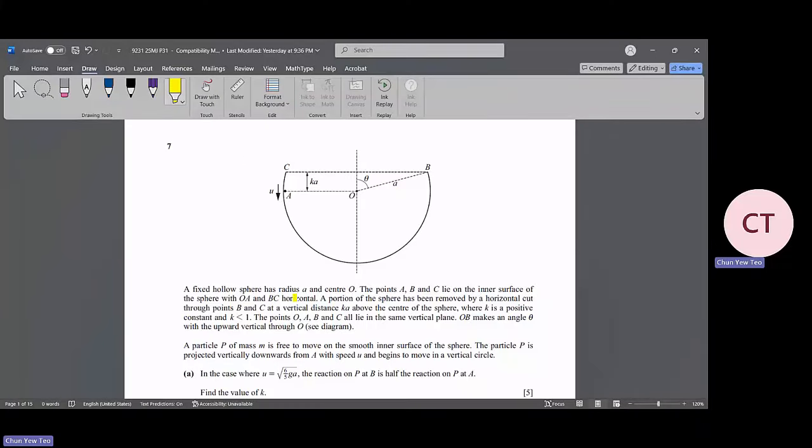The diagram over here shows a fixed hollow sphere with radius a and center O. The points A, B, C lie on the inner surface of the sphere. OA and BC are horizontal. A portion of the sphere has been removed by a horizontal cut through the points B and C at a vertical distance of ka above the center of the sphere, where k is a positive constant with k less than 1. The points O, A, B, and C all lie in the same vertical plane. AB makes an angle theta with the upward vertical through O.